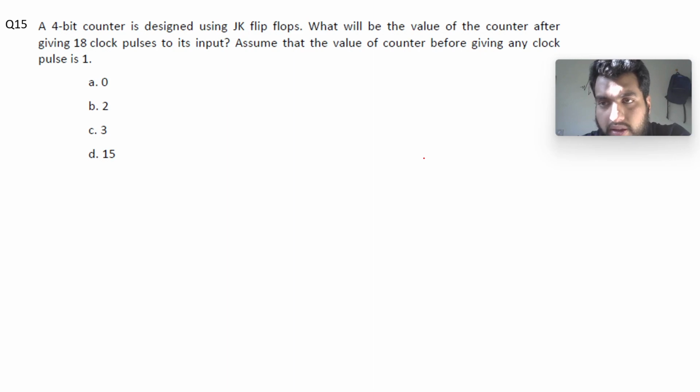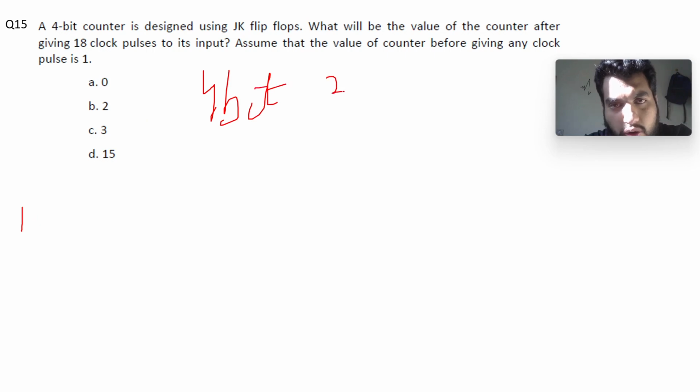So here we have a 4-bit counter made up of JK flip-flops, and the first state before giving any clock pulse is 1, and we need to find out what will be the state after I apply my 18th clock pulse. Initially I am at 1, and when I talk about a 4-bit counter, that means it will count 2 raised to power 4, that is 16 states from 0 to 15, and once it hits 15, it will go back to 0.